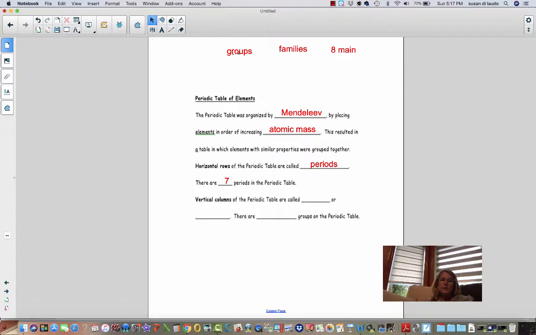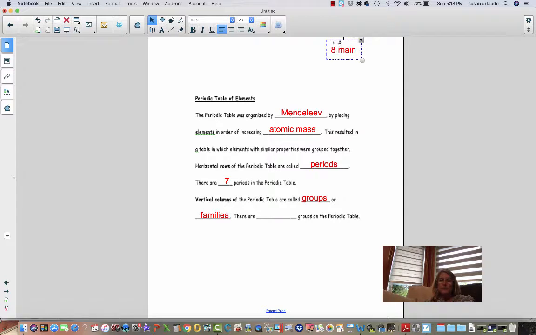And we also take a look at the vertical columns. They mean something as well. The vertical columns have 2 names. They're called groups, or they're called families. And just like in any family, elements that are within those vertical columns share similar properties. In your family, you share traits with your siblings. Elements in the vertical columns share chemical and physical properties with each other.